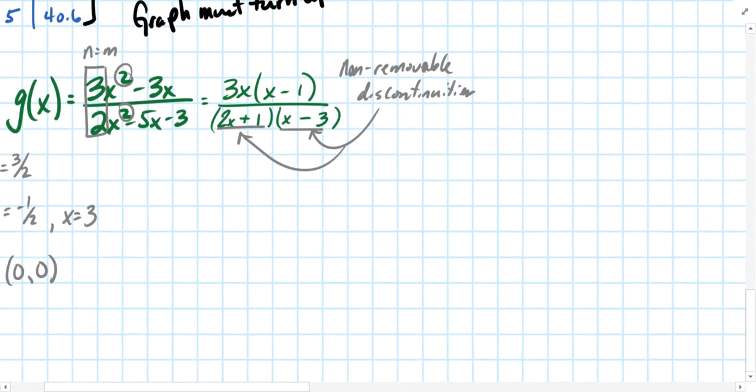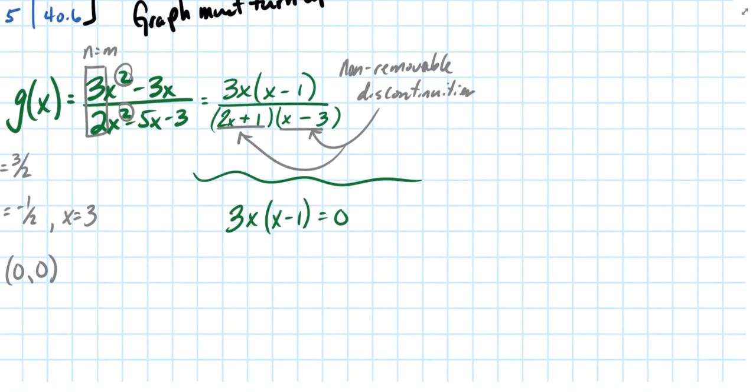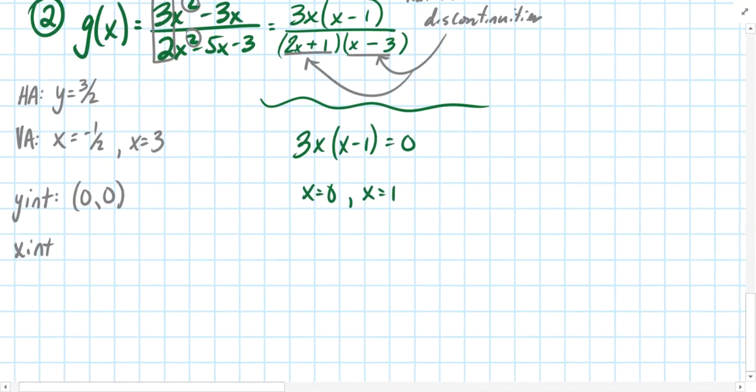As far as an x-intercept goes, well, we want to find when the numerator equals 0. And I set this factored form equal to 0. That's going to occur, of course, when x is equal to 0. We knew that already. And then also when x is equal to 1. So again, one of our x-intercepts occurs at 0, 0, which happens to be the same as the y-intercept. And then we have another x-intercept when x is 1, y computes to be 0. So at this point, we've got a lot of information to work with.